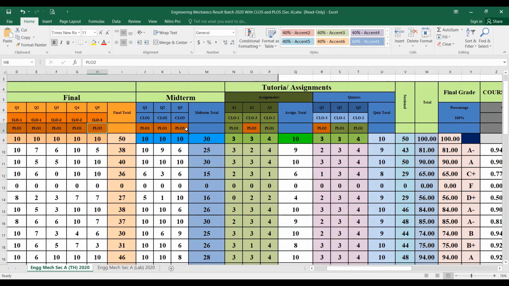And question number one is mapped. Obviously, it is CLO1. So my CLO1 was mapped with PLO1. CLO2 was also mapped with PLO1. CLO3 was mapped with PLO2. So this is the midterm, and I have given three questions in the midterm.